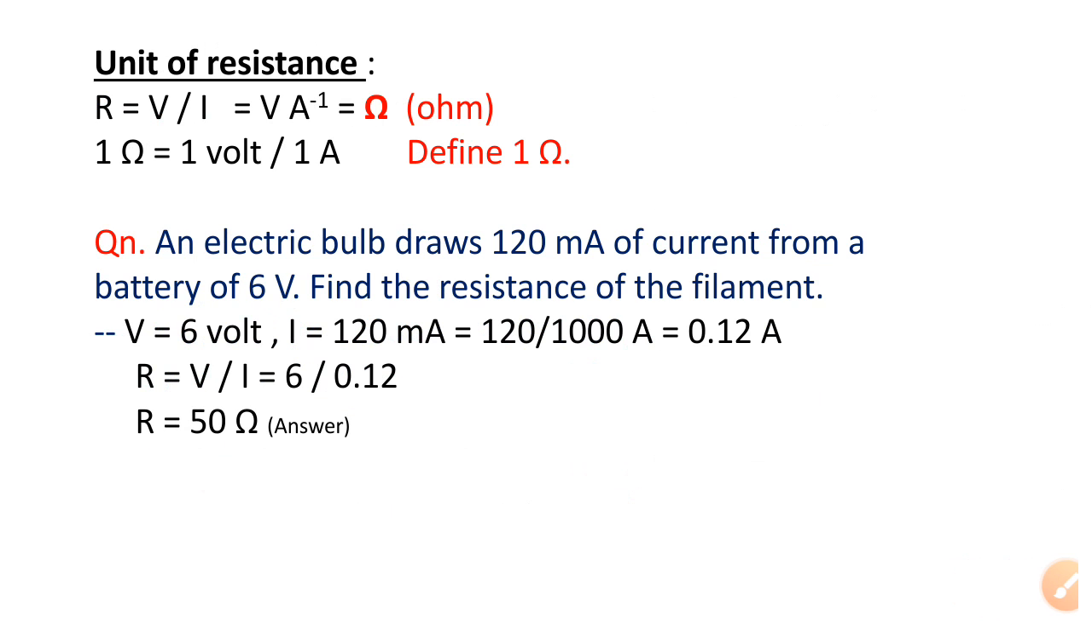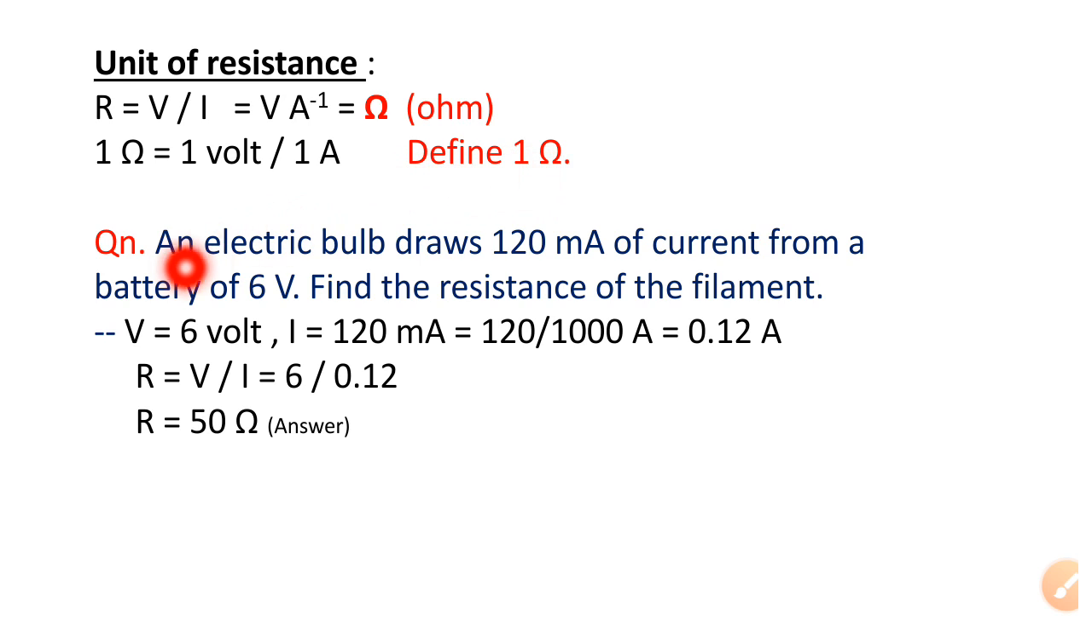So what will be the unit of resistance? See here, the unit of resistance is equal to V by I, that means voltage by ampere. So it is volt per ampere, and in SI this is called ohm. So ohm is the SI unit of electrical resistance. If we have 1 ohm, then it will be 1 volt divided by 1 ampere. There is a task given: you have to define 1 ohm.